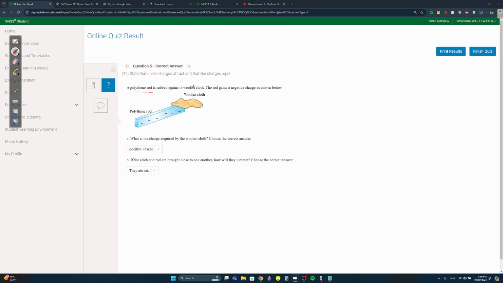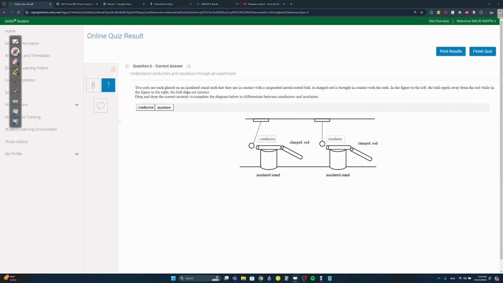Anyway, we said the polythene rod is rubbed against a woolen cloth. The rod becomes negative. What is the charge acquired by the woolen cloth? It stays positive. If the cloth and the rod are brought close to one another, what will happen? They're going to attract. Of course, guys. What silly questions.